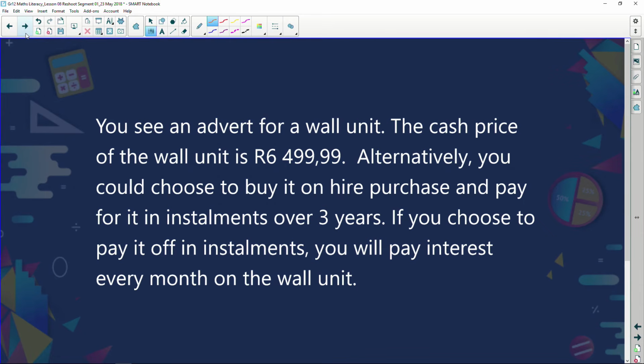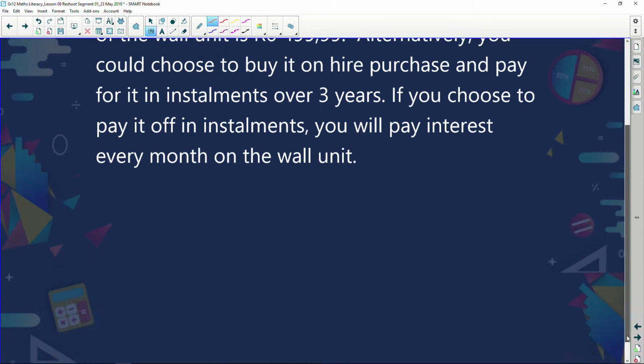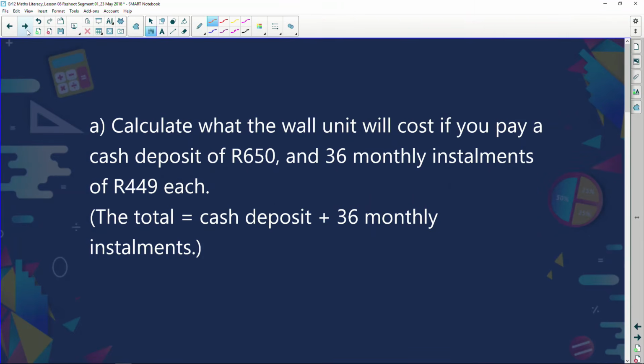If you choose to pay it off in installments, you'll pay interest every month on the wall unit. Okay, let's answer some questions. First question: calculate what the wall unit will cost if you pay a cash deposit of 650 Rand and 36 monthly installments of 449 Rand each. The total is your cash deposit plus 36 monthly installments.